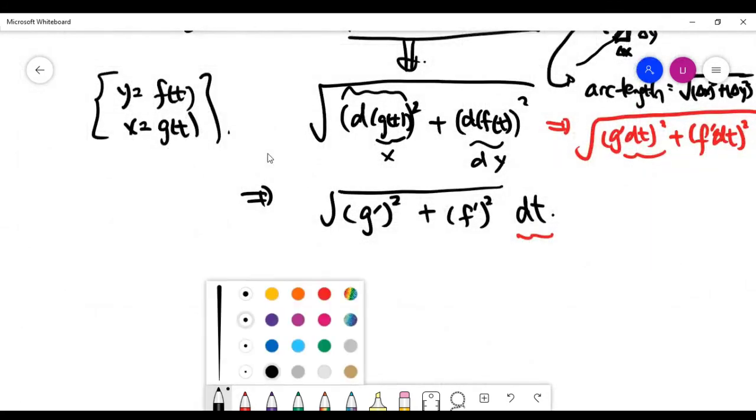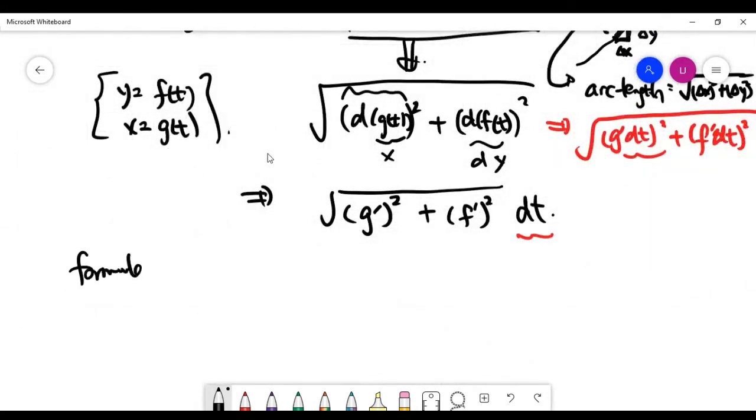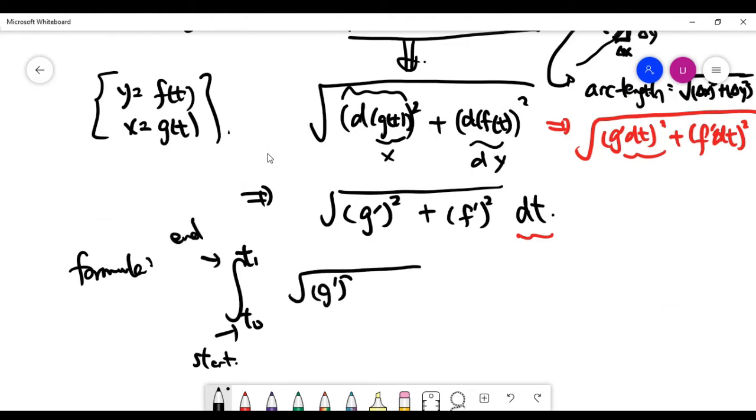And that's basically the arc length element for our current case of the parametric curve. So essentially, we get the arc length formula, which is from a certain starting point t naught to an end point. This one is the start point, this one is the end point. We have to integrate this arc length element from the starting point of a certain curve to the end point of this curve. And let's look at an example here.